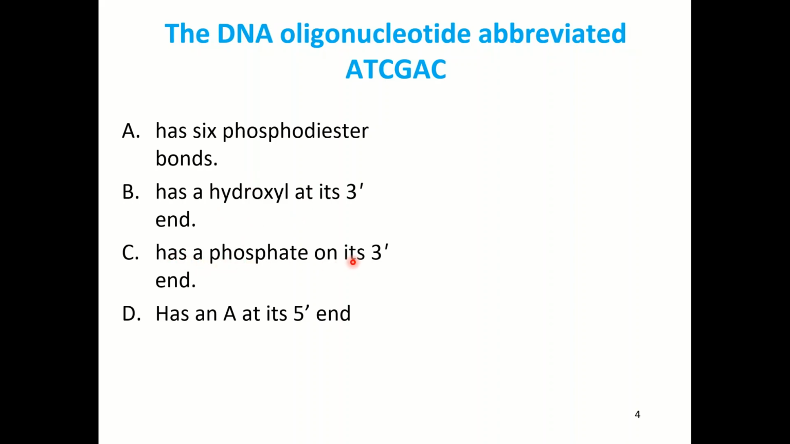Has a phosphate on its 3' end? No, that's not correct. We just mentioned it's a hydroxyl. The phosphate is on the 5' end. Has an A at its 5' end? The base here at the 5' side of this oligonucleotide is an A, so yes, that is correct. So the 2 correct choices here are B and D.